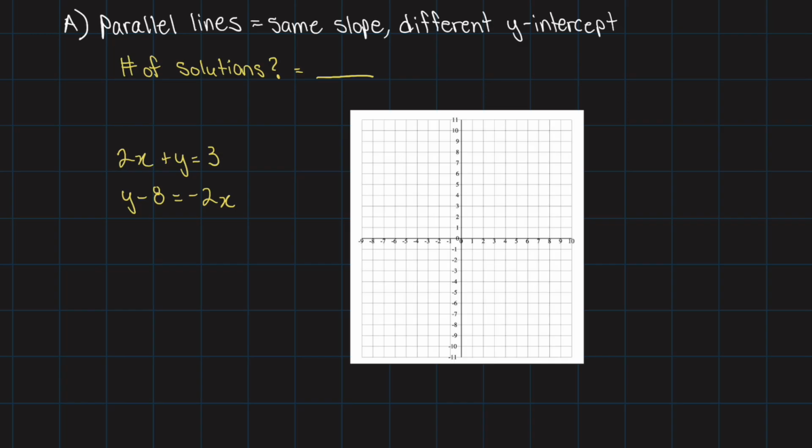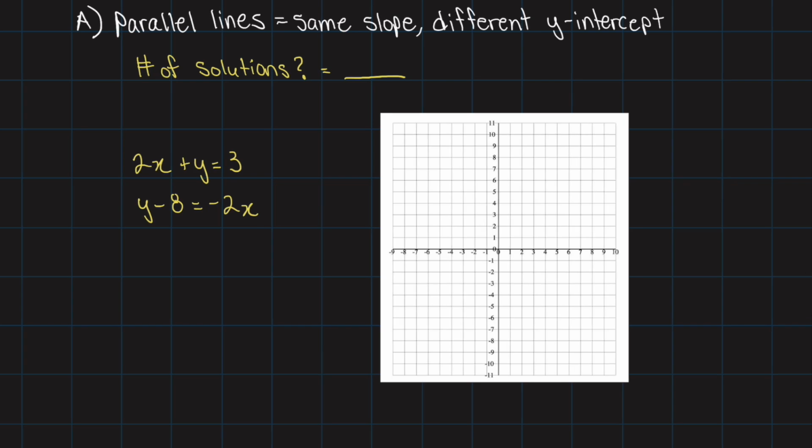When two lines are parallel to each other, that means they look like this, or they look like this, or they look like this. They have the same slope, meaning they're going in the same direction, but different y-intercepts, meaning they don't intersect in the same place. That's why they don't ever meet. They're going in the same direction the whole time, but they never cross paths. Okay, so let me show you an example.